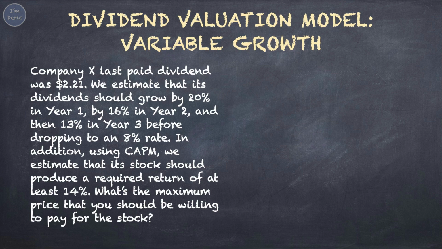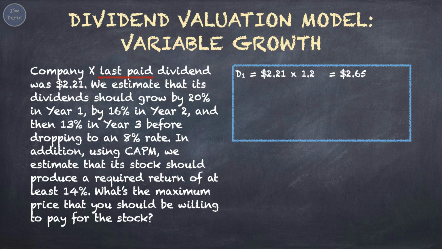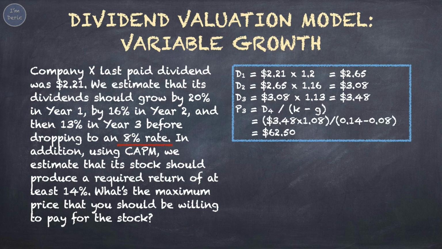Maximum price is the intrinsic value, P0. Last paid dividend, this is D0. To get D1, we take $2.21 times 1.2, in which the growth rate is 20%. For D2, we take D1 times 1.16. Whilst for D3, we take D2 times 1.13. Refer back to the question, the last growth rate, 8%, is a constant growth rate. This is used to calculate P3. By taking D3 times 1.08, we will get D4. D4 over K minus G, you will get P3.